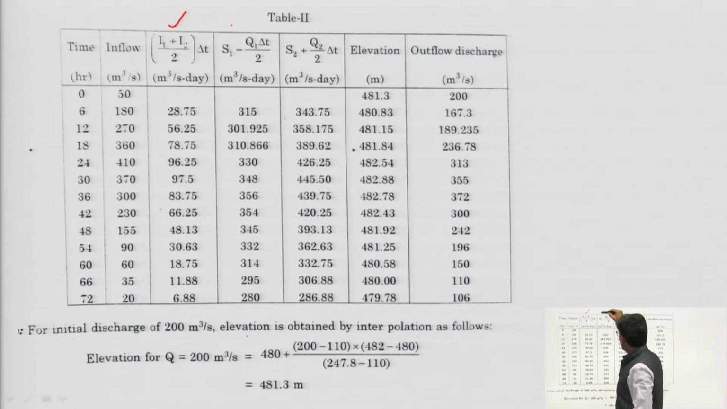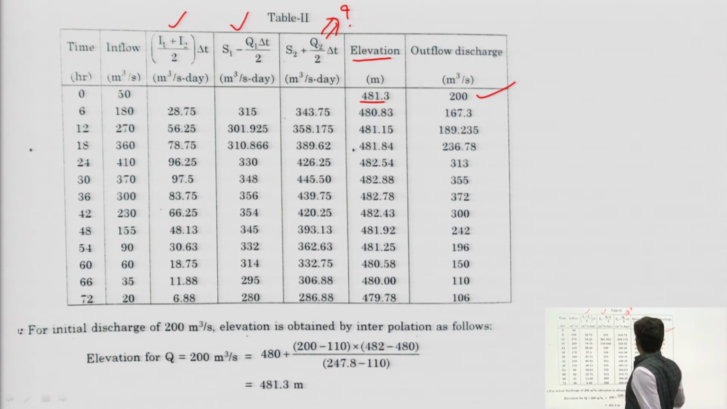So this parameter is known to us, and S2 plus Q2 by 2 into delta T we need to calculate. At different elevations, that has been calculated with the help of the elevation. Once the elevation is known to us, the discharge can be calculated. Let us see how different values have been calculated.